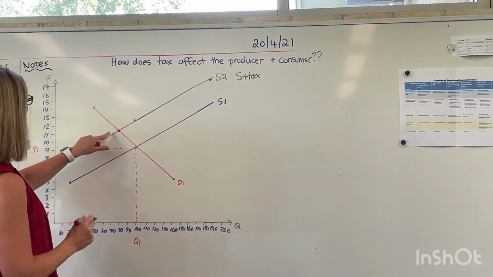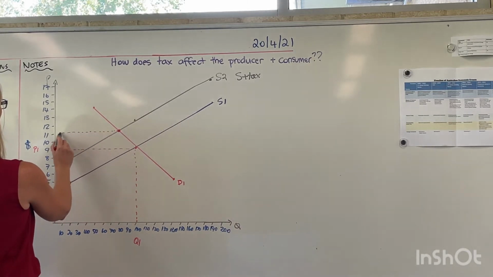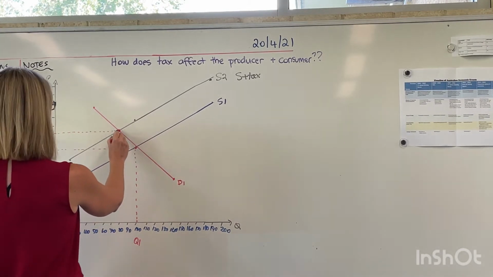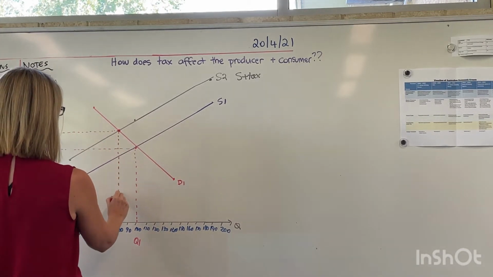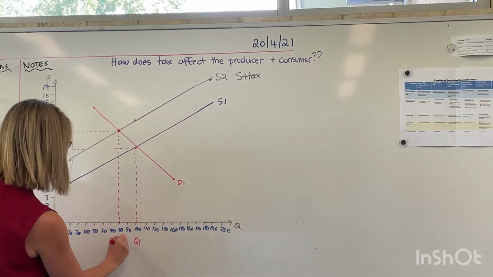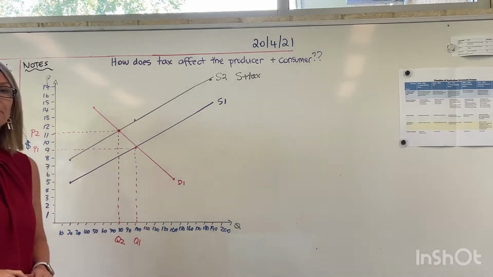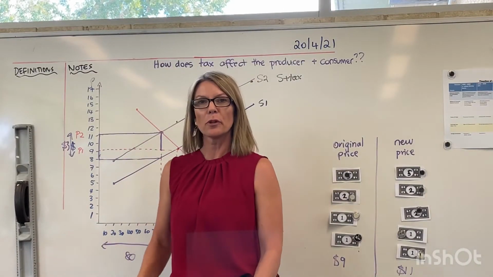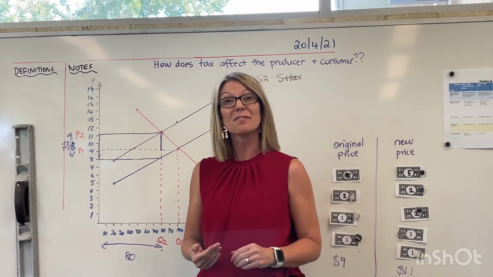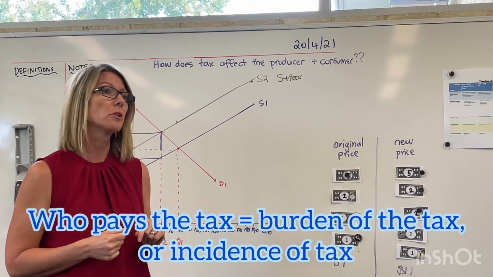So our new equilibrium price, if we go across, is actually $11, and our new quantity is 80. So I can label that as Q2 and our new price equilibrium as P2. Now that we've worked out our new equilibrium price and quantity, we can work out how much of that $3 tax per unit is being paid for by the consumer and by the producer.